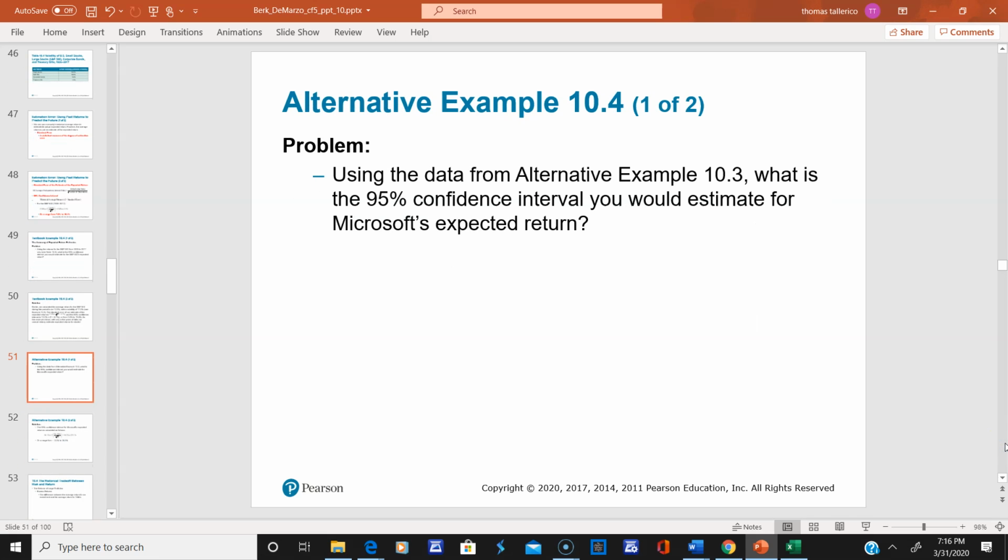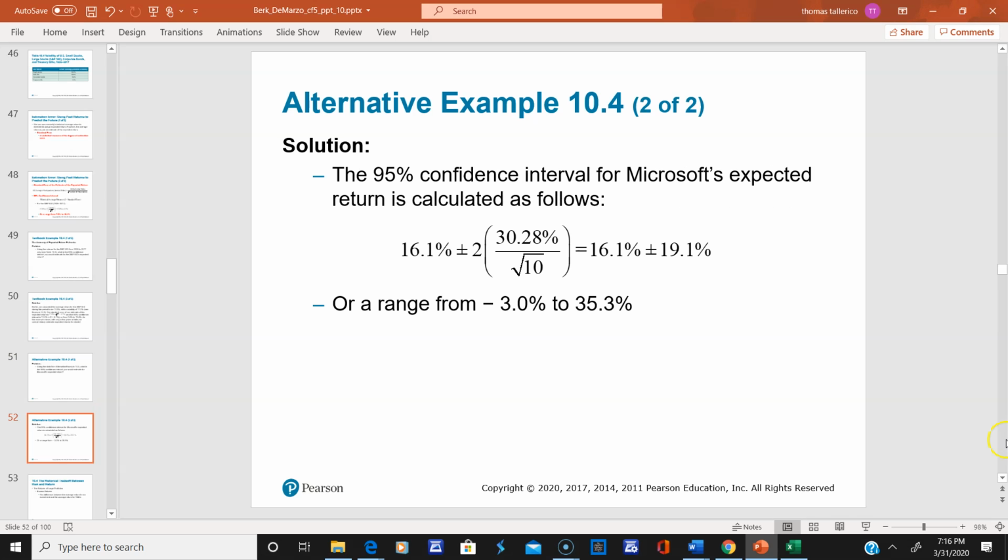Here's another example, and this one is for Microsoft, again for a couple of years, and I guess they have it over 10 years. Here was the standard deviation, here was the expected return. You'll notice it's 16.1 right here, plus or minus 19.1. So the range goes from -3 to 35.3.